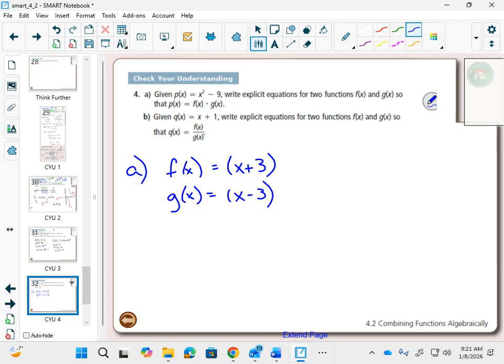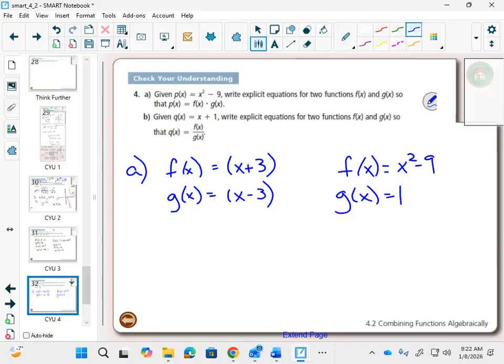Can anybody see the cheating method where you make f of x exactly the same as what you want? What would g of x have to be then? 1. That's perfectly fine. It's a right answer. But it goes against the purpose of the question. The purpose of the question was for you to see that you could factor. Okay?